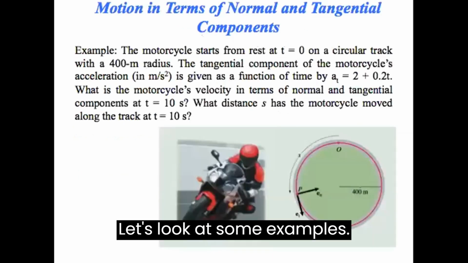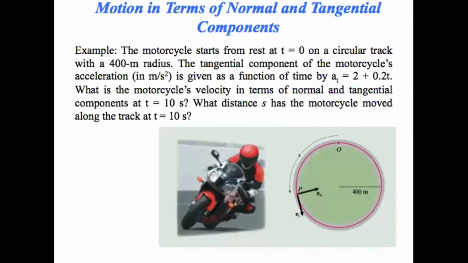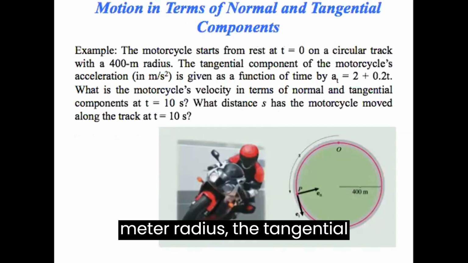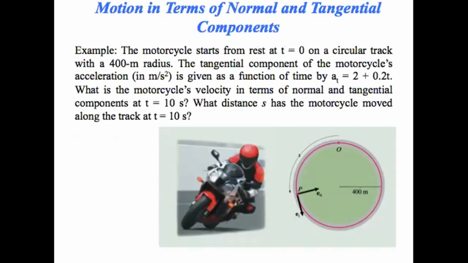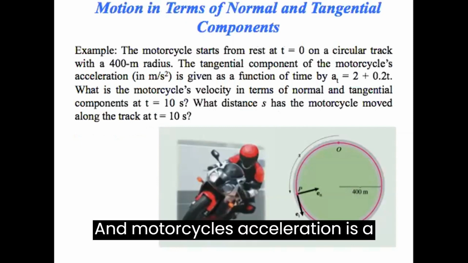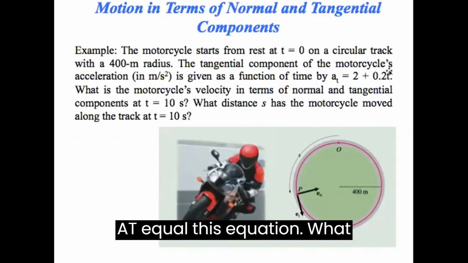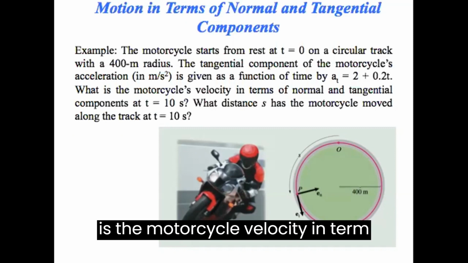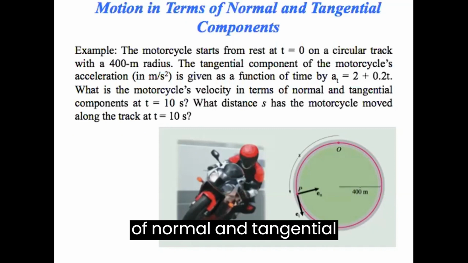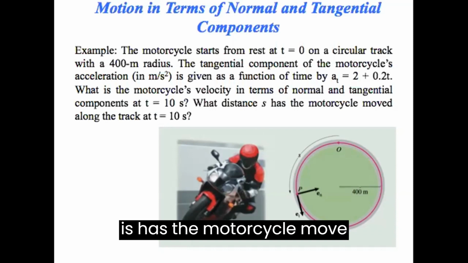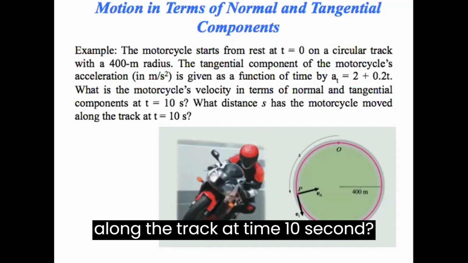Let's look at some examples. The motorcycle starts from rest on a circular track with a 400-meter radius. The tangential component of the motorcycle's acceleration is given as a function of time, at equals this equation. What is the motorcycle velocity in terms of normal and tangential components at time 10 seconds? And what distance s has the motorcycle moved along the track at time 10 seconds?